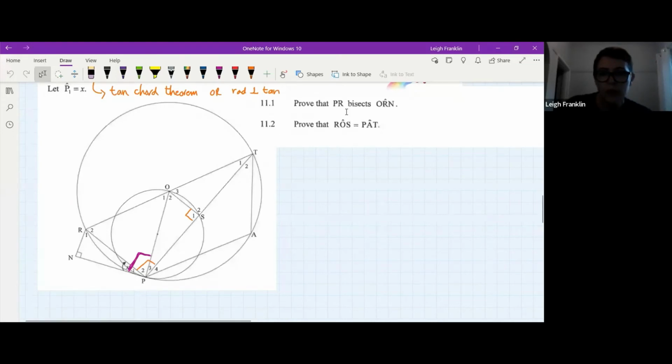Okay, cut the circle in half. David, that's a good suggestion, but it says prove PR bisects ORN. So yes, I agree with you. The word bisect means to cut in half. Absolutely. Cuts the line or goes through. Absolutely. Right. Liam, what do you think? I see you've got your hand up. Go for it.